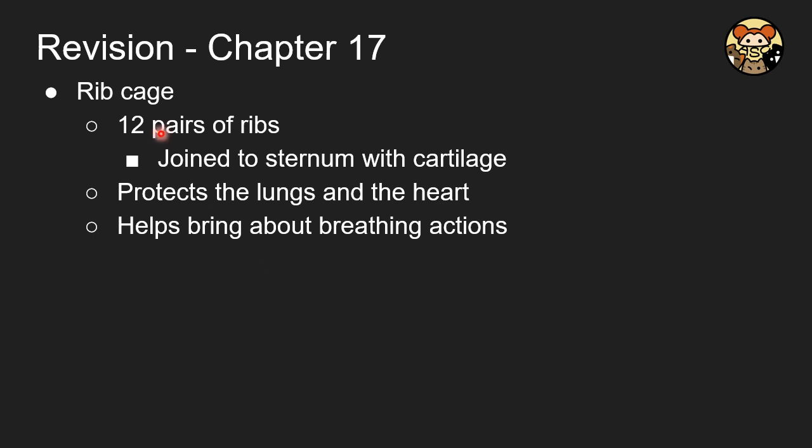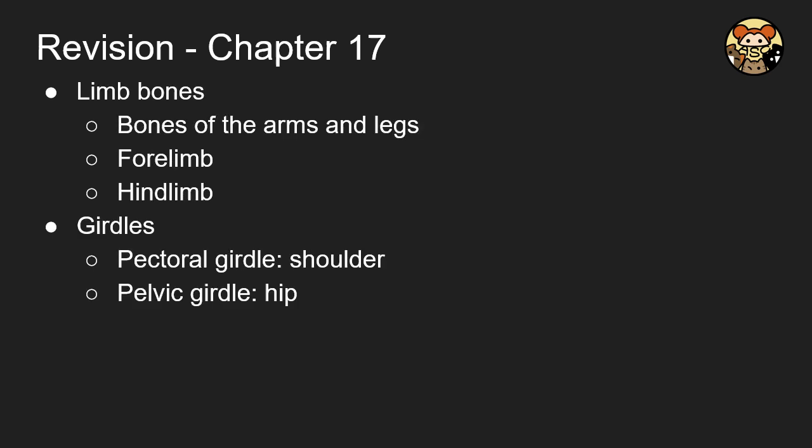For the rib cage, it contains 12 pairs of ribs, and they are joined to the sternum with cartilage. It is to protect the lungs and heart, and not the liver, because the liver is a little bit lower. It also helps bring about the breathing action, and this is in your Form 4 curriculum.